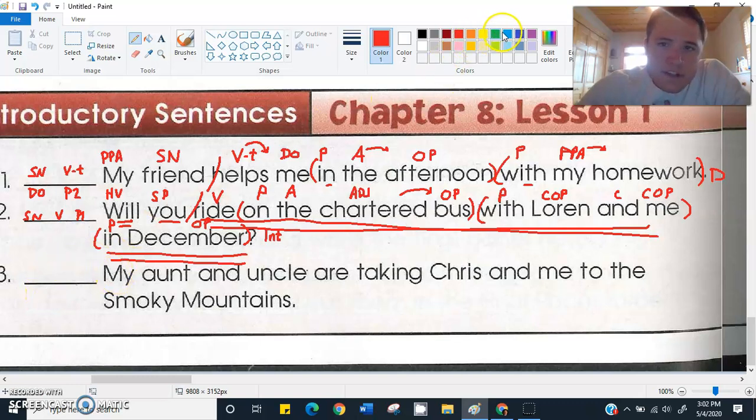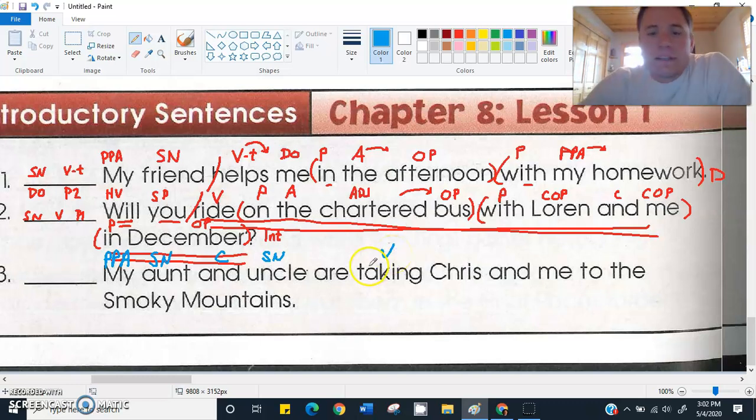My aunt. I'm going to change color so you can see the new stuff. Who's being talked about? Aunt. But keep reading. My aunt and uncle. What's being said about them? They're taking Chris and me to the Smoky Mountains.